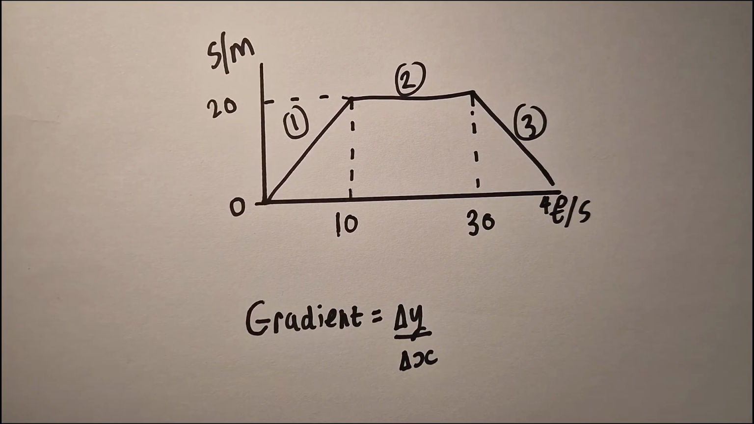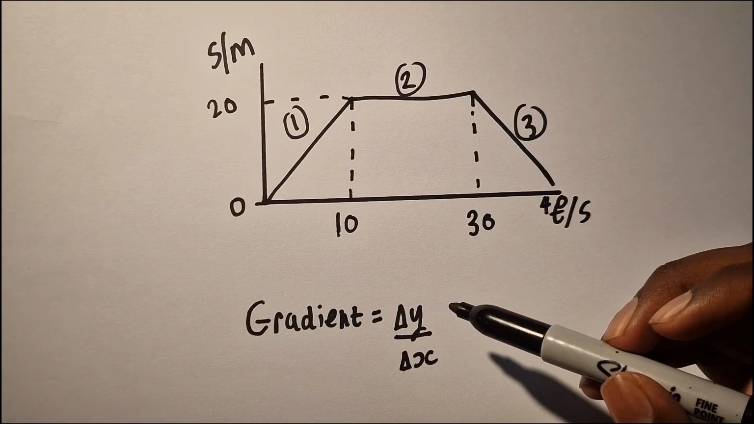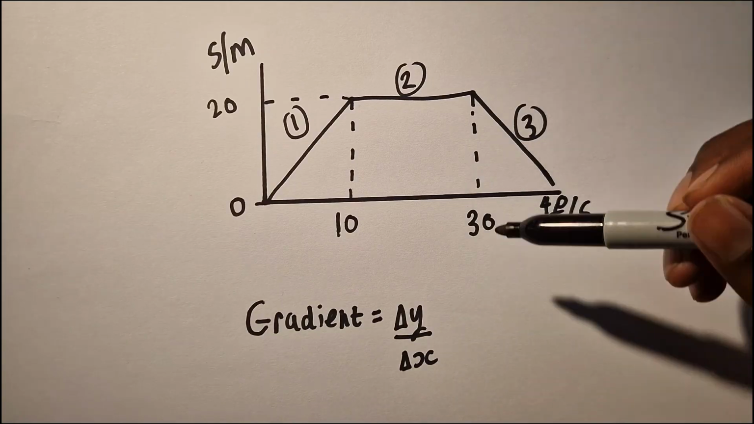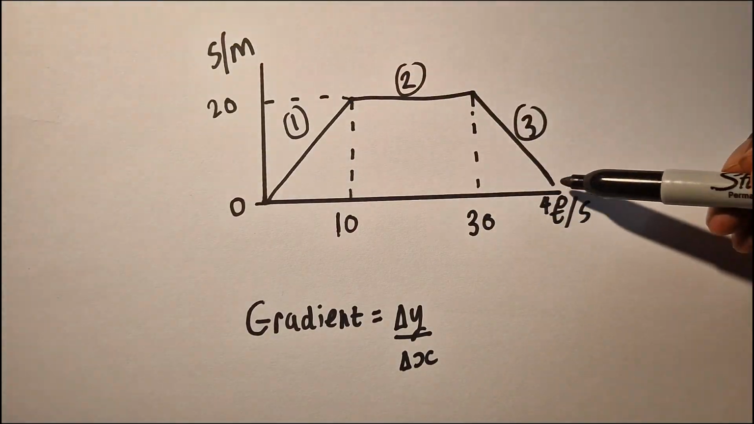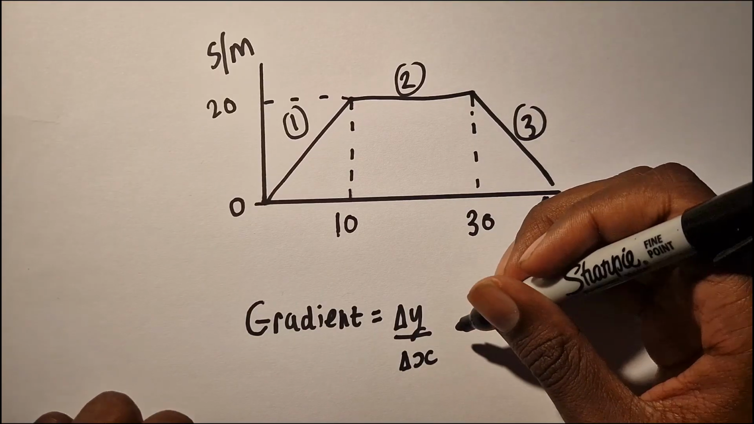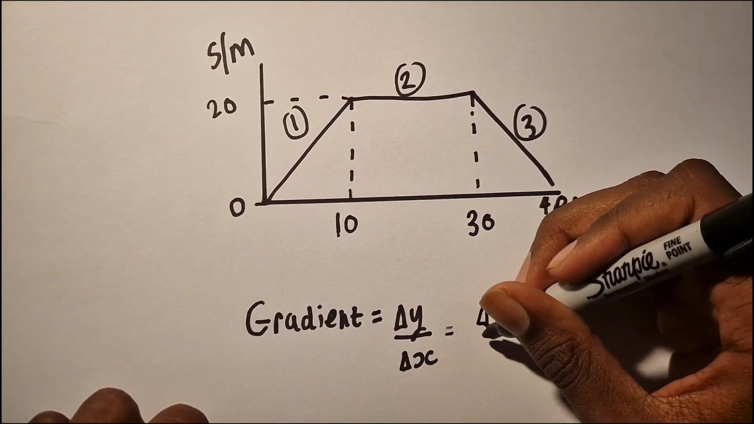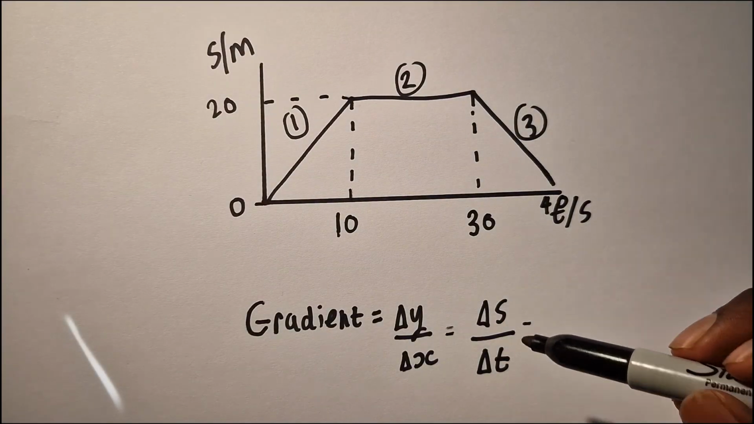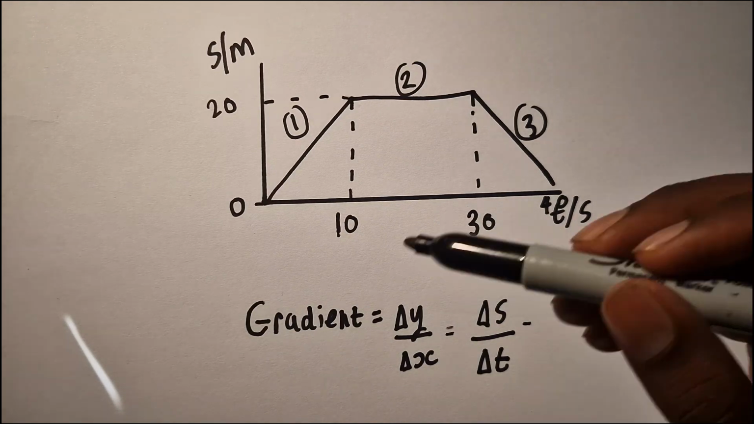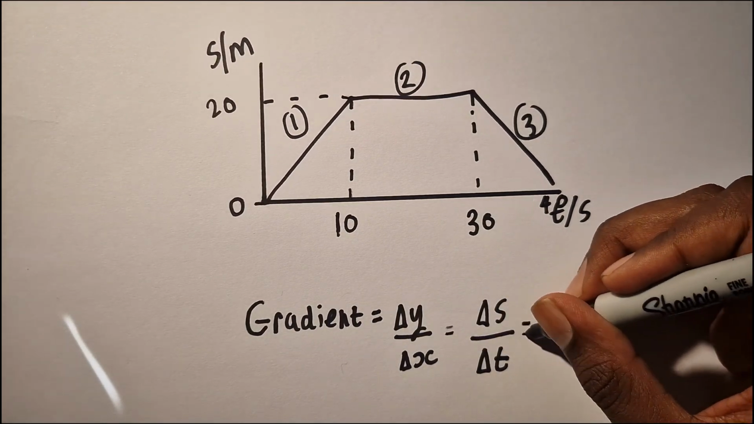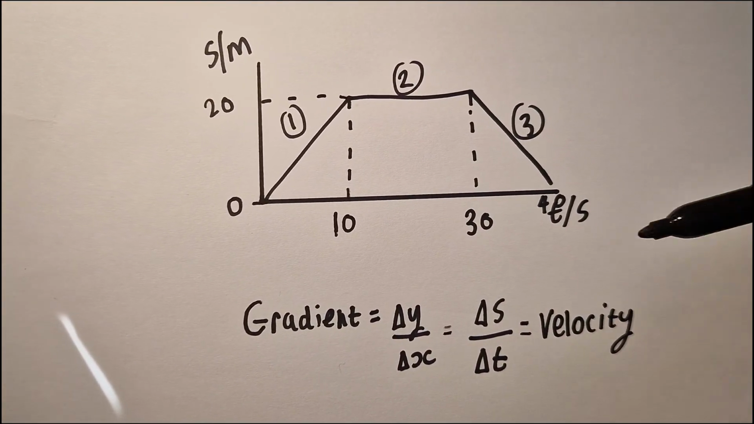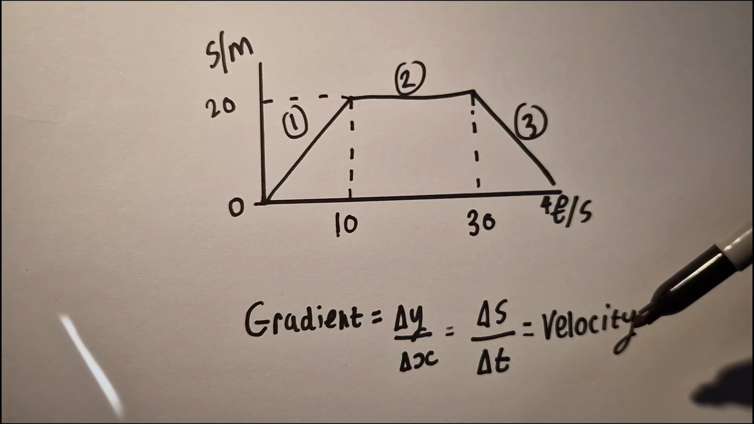So what does the gradient of a displacement time graph actually represent? So we know that the gradient of a graph is the change in y over the change in x. So in this case, we have displacement on the y-axis and time on the x-axis. So the change in y over change in x can be written as the change in displacement over the change in time. Now, because we have the change in displacement over change in time, we can also define the gradient as something else, and that is velocity. Hence, we have proved that the gradient of a displacement time graph is equal to the velocity.